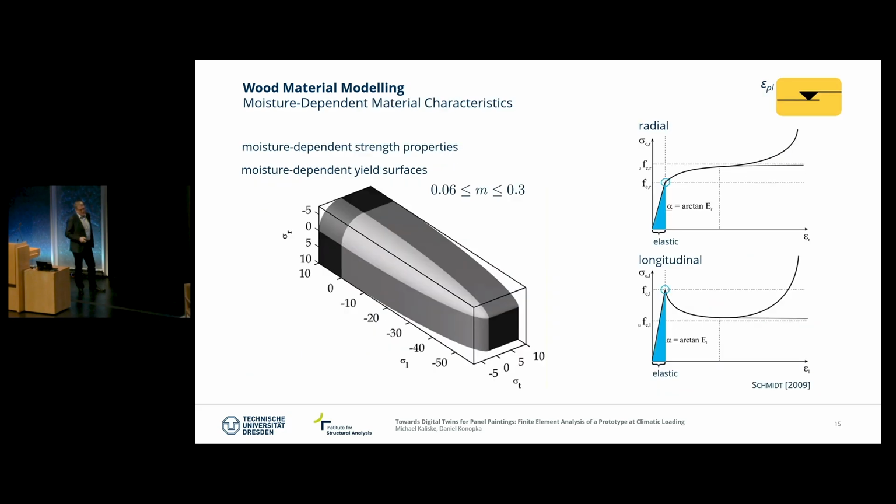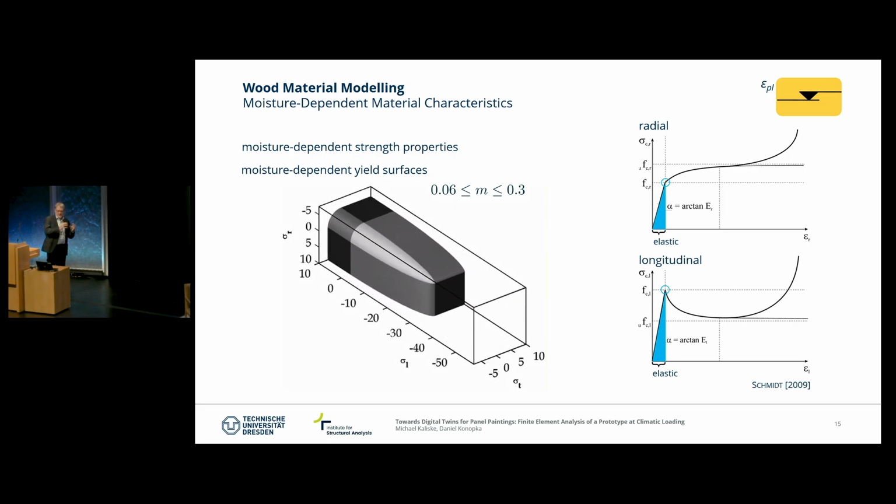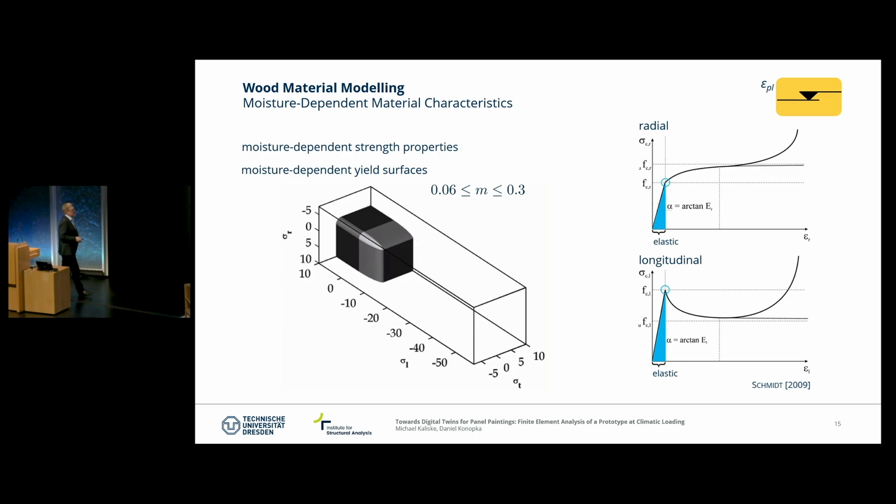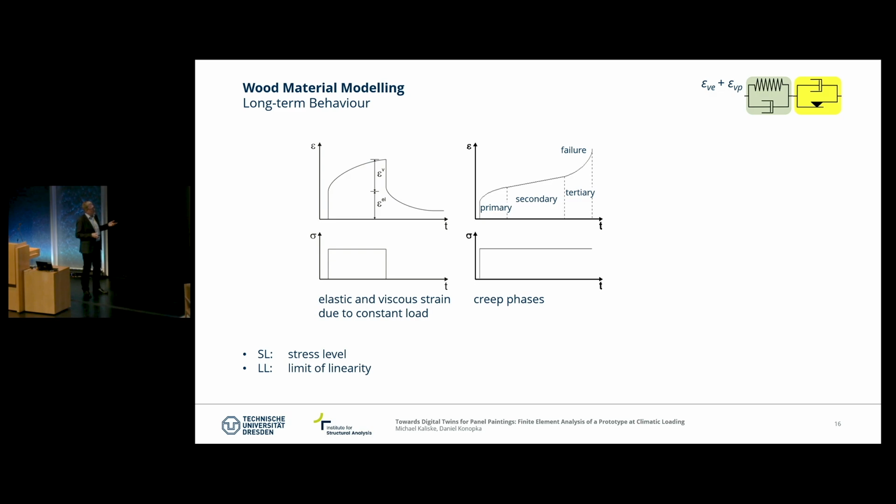So here, for example, we see multi-surface plasticity, a yield surface, and when the material's moisture content is increased, as we point out here in this slide, then the yield surface is shrinking depending on the moisture content and the material point. So that has to be implemented and connected to the moisture content.